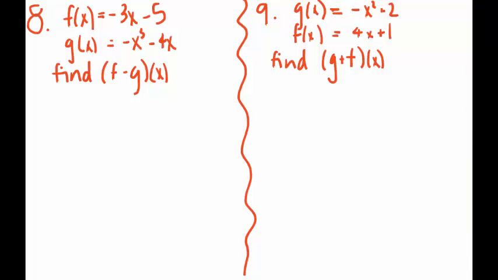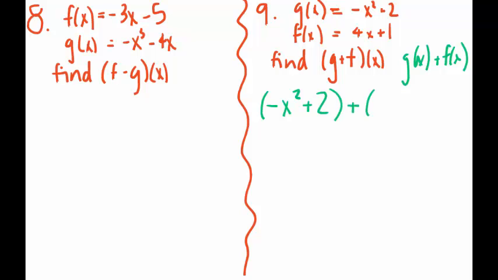All right, I'm going to do these two out of order. I'm going to do number 9 first. Number 9 gives you two equations and then says find G plus F of X. And so we know that when we see something like this, this means, hey, take G of X and add everything in F of X to it. Got it. So I'm going to take G of X. I'm going to add everything in F of X to that.